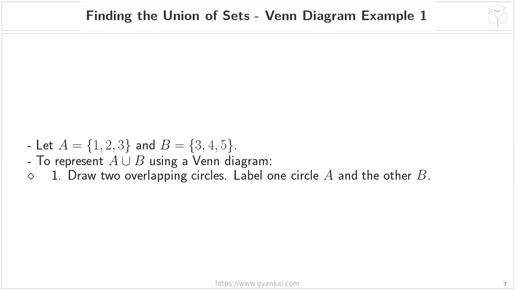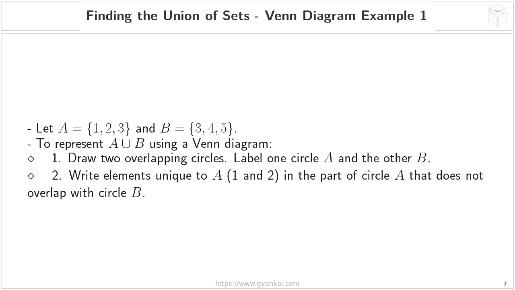The first step is to draw two circles that overlap. Think of these circles as representing our sets, A and B. We'll label one circle A and the other B, so we know which is which. Next, we need to place the elements of each set within the circles. Let's start with set A.